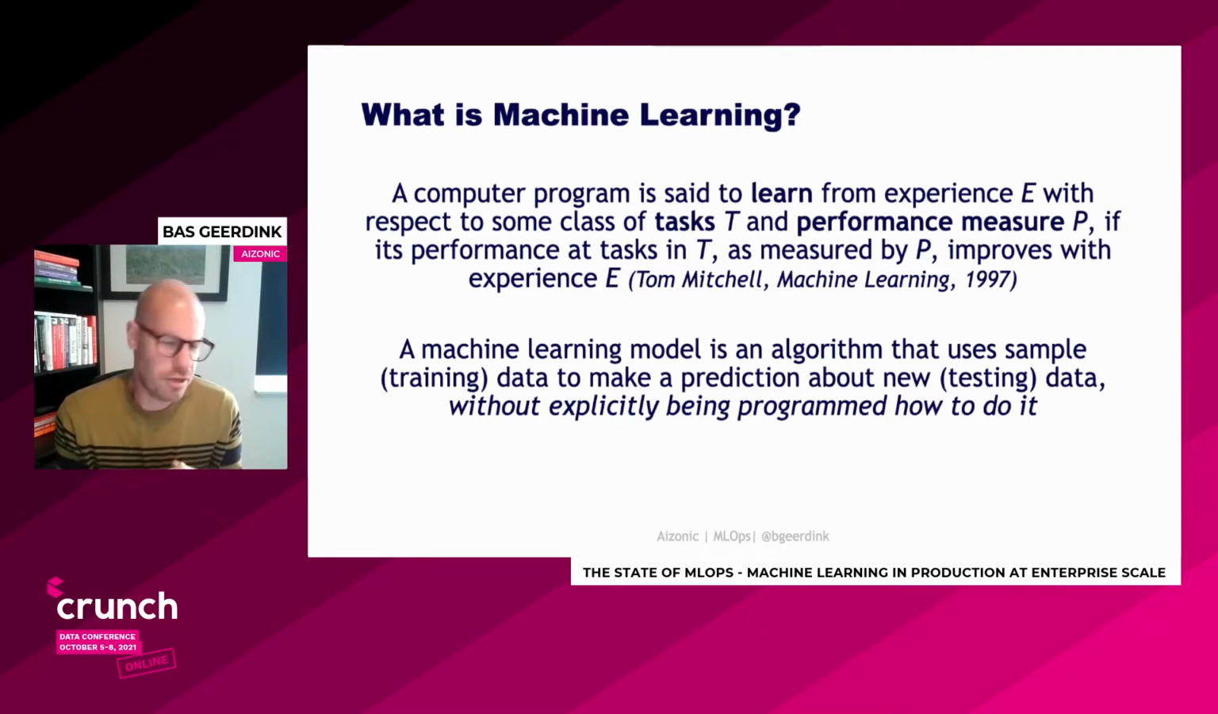This might sound a bit abstract and academic, but actually I like this definition, because what it says, and I translated it below, is that a machine learning model is just an algorithm that uses sample data, training data, to make a prediction about new data, testing data, without explicitly being programmed how to do it. This can be something very complex, like a deep learning algorithm. It can also be something very simple, just a formula that can also be said to be machine learning.